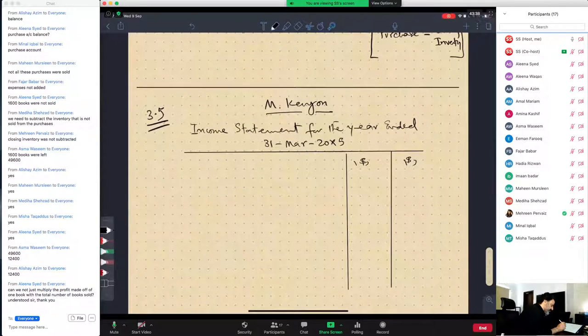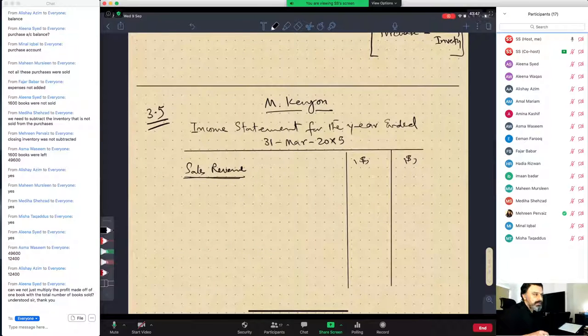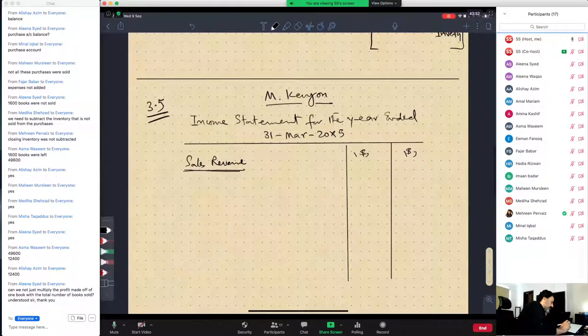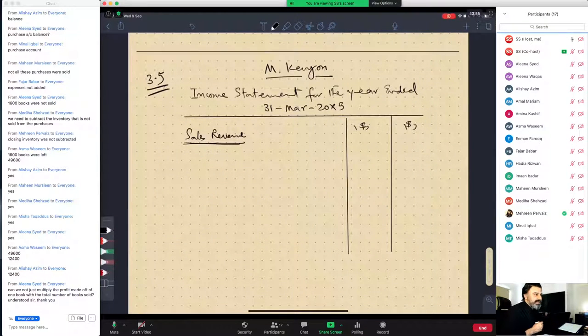So I'm going to put sales revenue here. That's our first title. And sales revenue should not be confused with the sales account balance. There is a slight difference here. Sales revenue means income generated through sale of goods. Sales account balance means the volume you have sold through sales. Earning income and selling are two different acts. When you sell a book, you earn income in return. However, you may have sold more books than you have earned income. Let me just put it over here.